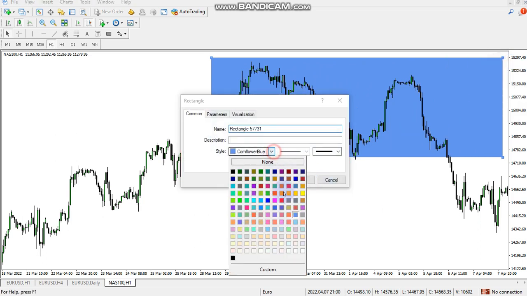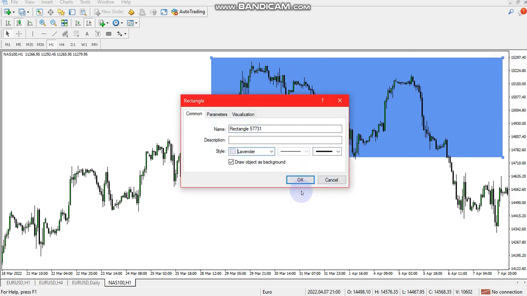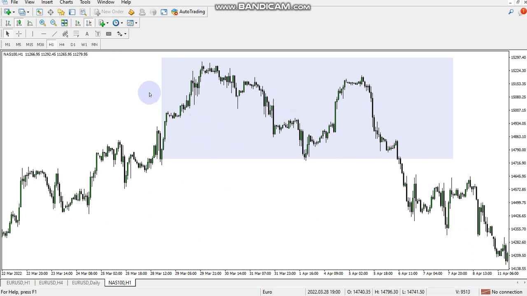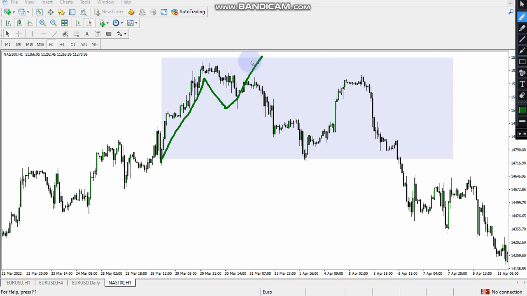Let's change the color to be clear. You see, now it's clear. Then here is where we see our scandal. Now if you can check, the market is no longer going up. What it's doing now is something like this. And what type of market structure is this one? So this is how we see our market structure.